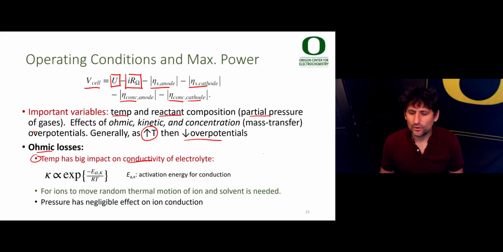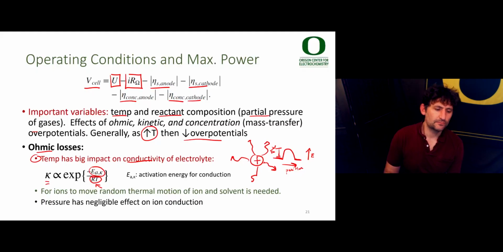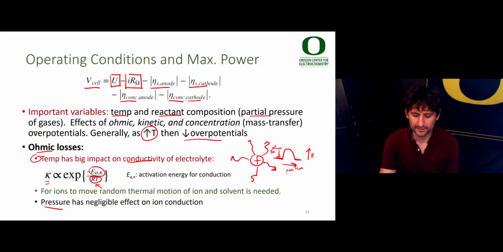Why is that? Well, typically in electrolytes, you have ions, and the ions are diffusing around via random hopping. And each hop has an activation barrier to get from one location to another location. Y-axis here is energy, and this might be position. As we increase temperature, we increase the available thermal energy to get over that activation barrier. And therefore, the conductivity increases exponentially with temperature. Pressure, on the other hand, has a negligible effect on ion conduction.